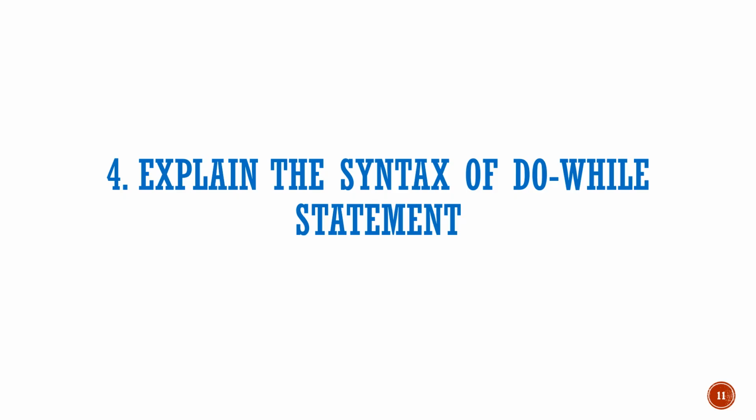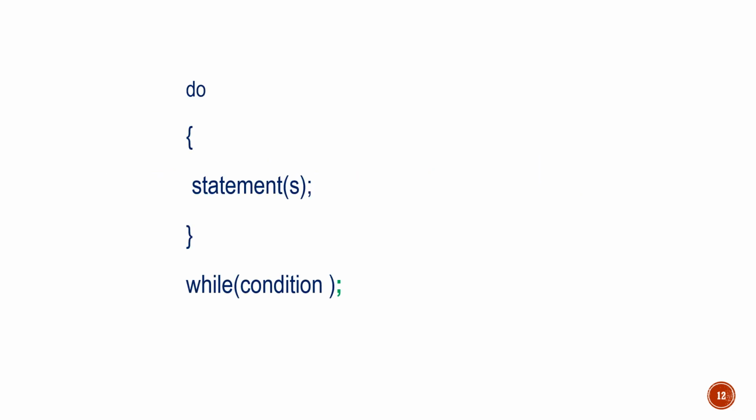Question number 4: explain the syntax of the do while statement. Now the do while statement syntax is as follows: do, within braces the statements, while, within brackets the condition, followed by a semicolon.